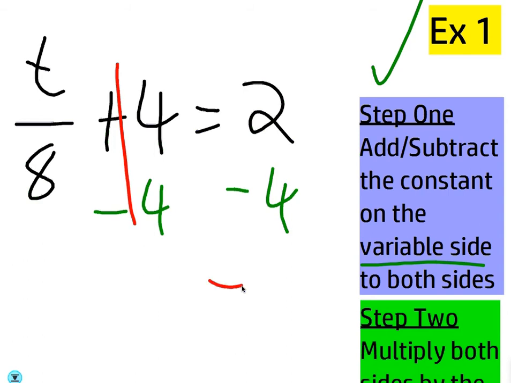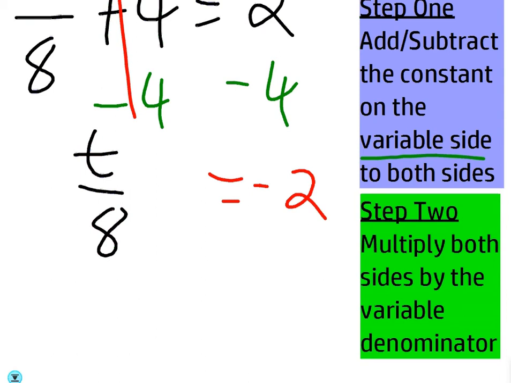Okay, so we get -2 on the right, which is fine. And again, the reason we're allowed to do that is because of the subtractive property of equality. If you subtract the same number from both sides, they stay the same. So you get t over 8 equals -2. And now what would you do?